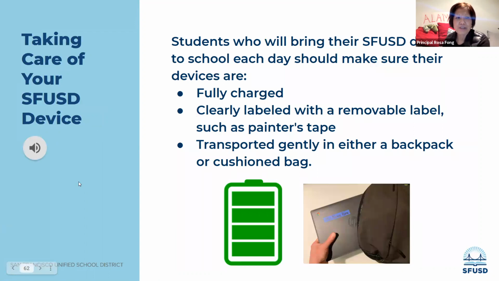So, taking care of your SFUSD device. Students who will bring their SFUSD devices to school each day should make sure their devices are fully charged, clearly labeled with a removable label, such as painter's tape, and transported gently in either a backpack or a cushioned bag.